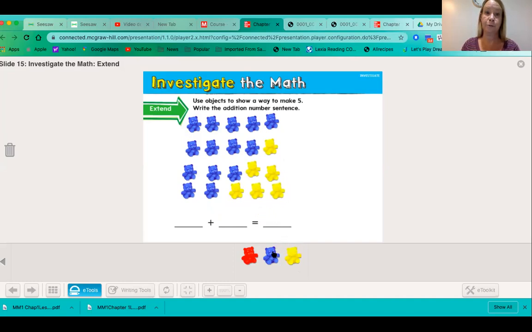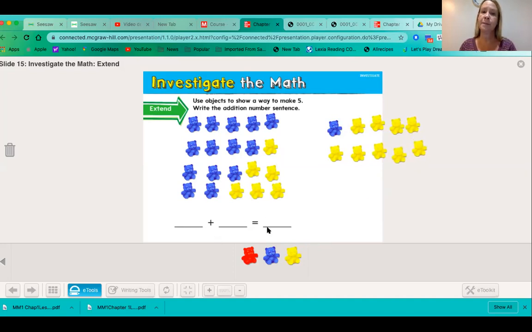And then I will do 1 blue bear. Oop, I'm going to have to go up here. 1 blue bear and 4 yellow bears to make 5. And finally, I'm going to do 0 blue bears and 5 yellow bears to make 5. That is all the different ways to make 5.